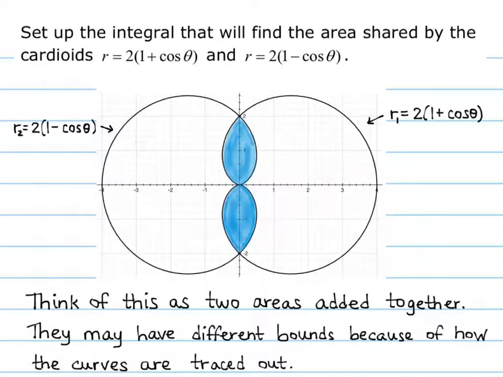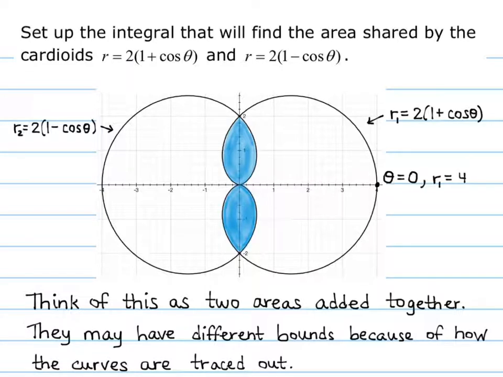They may have different bounds because of how the curves are traced out, so we need to be careful of that. In this particular case, we could use symmetry, but I'm going to go ahead and find the bounds for each part of the region so that you'll know how to approach it in case you do not have symmetry in one of your problems.